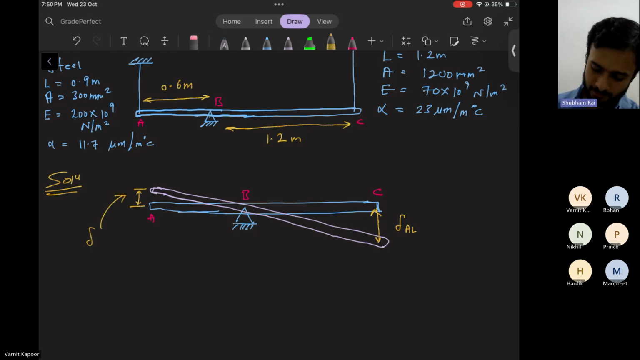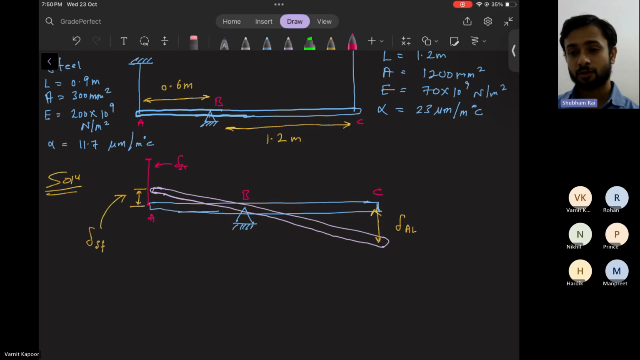So this is delta of steel at final. I'm saying final because due to temperature, the deformation in steel would have been higher. For example, it would have gone from this point to this point. Let's say this is solely due to temperature. So this is delta in the steel due to temperature, delta ST.